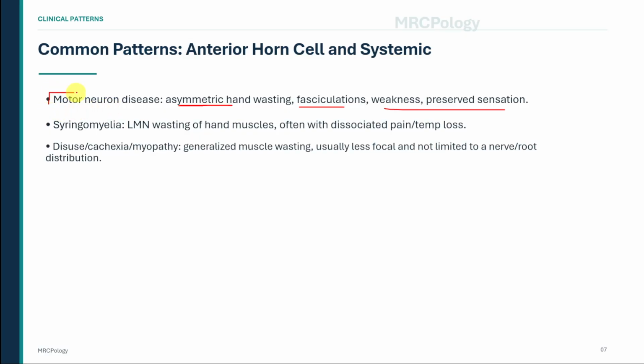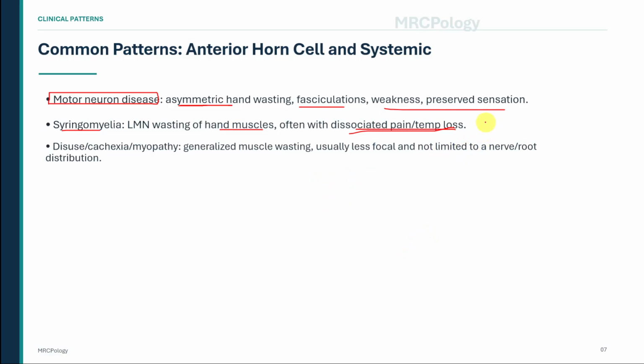Look elsewhere for upper motor neuron signs because the combination of lower and upper motor neuron findings strongly supports the diagnosis. Syringomyelia may produce lower motor neuron wasting of the hand muscles by damaging the anterior horn cells in the cervical spinal cord. It classically causes dissociated sensory loss with impaired pain and temperature sensation, but preserved light touch and joint position sense.